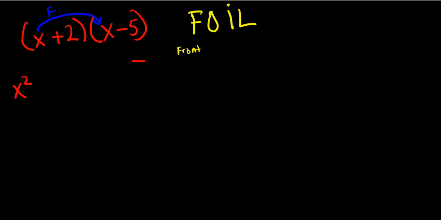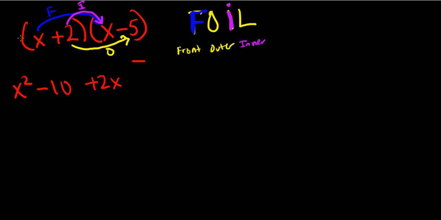Then the second letter in FOIL is O, so that means the outer terms, so the first term in the first parentheses and the second term in the second, so x times negative 5. Then you want to multiply the inner terms, so 2 times x, which would give us 2x. And finally, you want to multiply the last terms, so 2 times negative 5, which would give us negative 10.